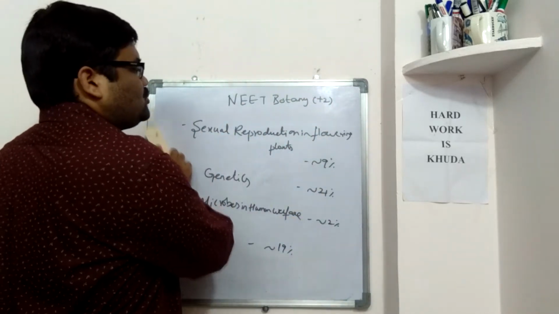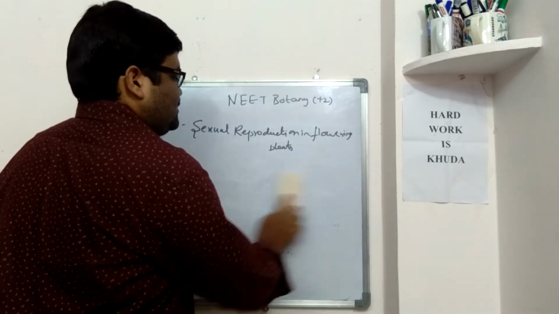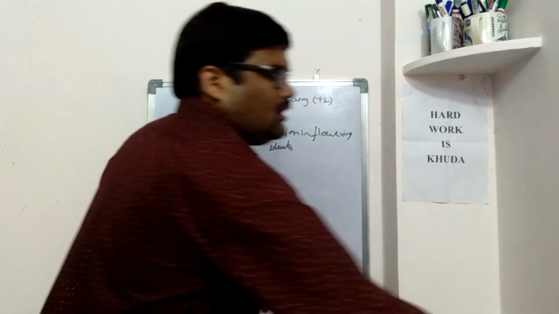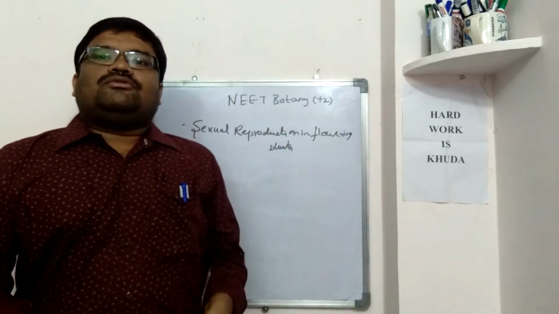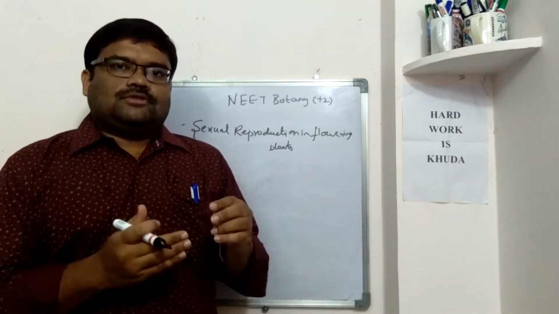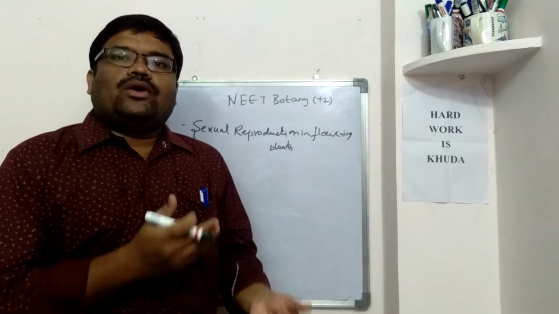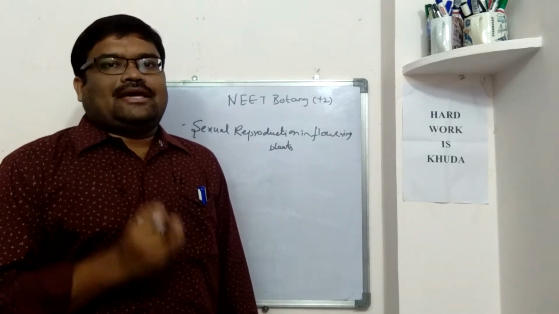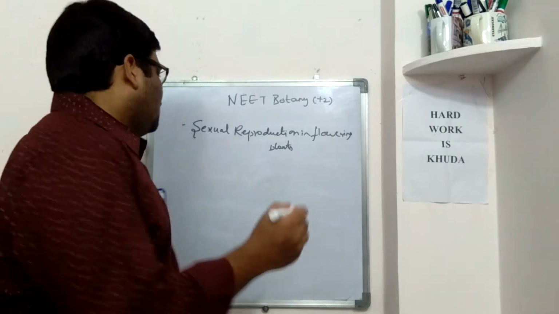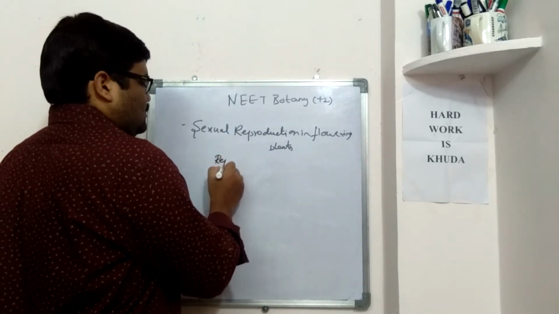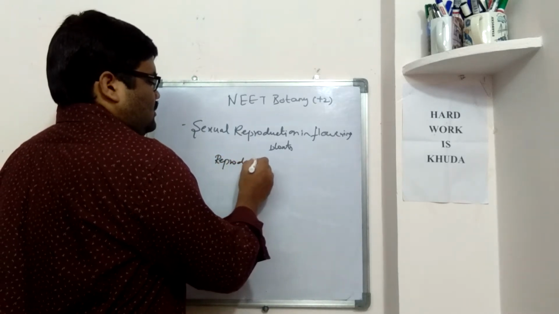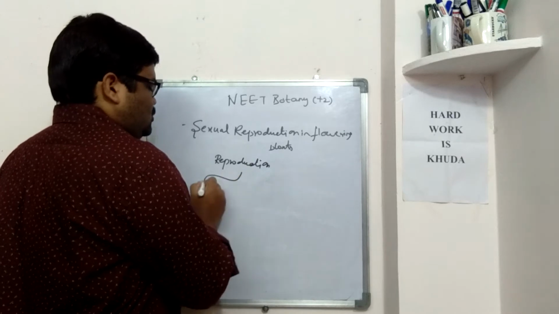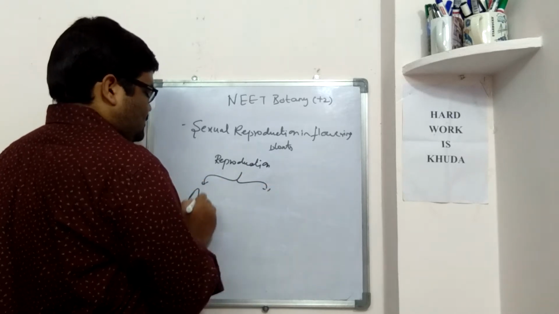Sexual reproduction in flowering plants, the first chapter in NEET botany. Before going to the exact topic, one has to learn about the basic aspects of reproduction. Reproduction has two types, asexual and sexual.